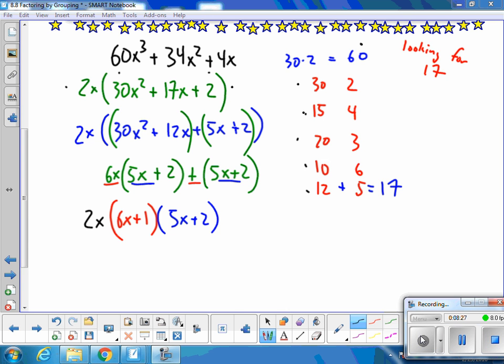The 12 and the 5 got me to the 17, which let me know that I could break up my 17x into the 12x and the 5x, which allowed me to group and allowed me to factor. And then notice the last part here, I had 6x, and over here there is a 1 hanging out right here. We just don't write it in, so that's how there's a 1 being distributed right there, and that's how I find it in that spot. So the dimensions of this are 2x, 6x plus 1, 5x plus 2.